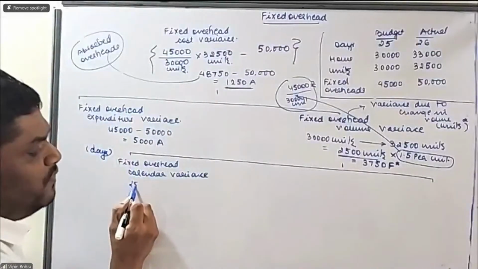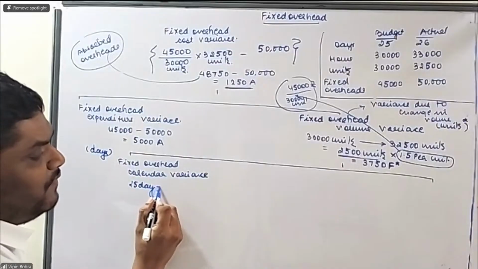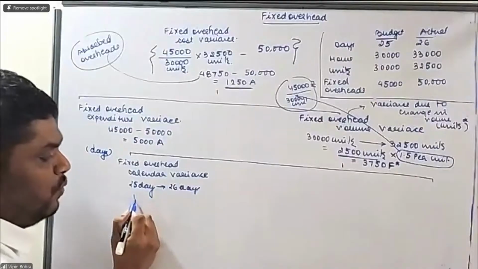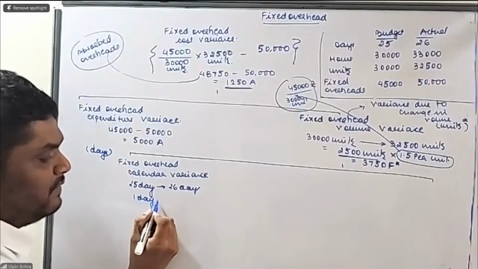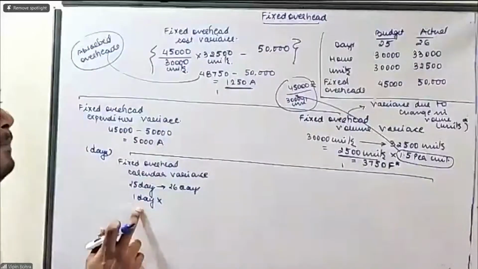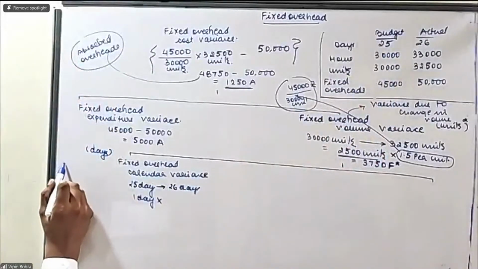So we were supposed to work for 25 days in a month, but we actually worked for 26 days. So 1 day extra we worked. Since it is days, we will be taking the rate per day, that is 45,000 divided by 25 days.